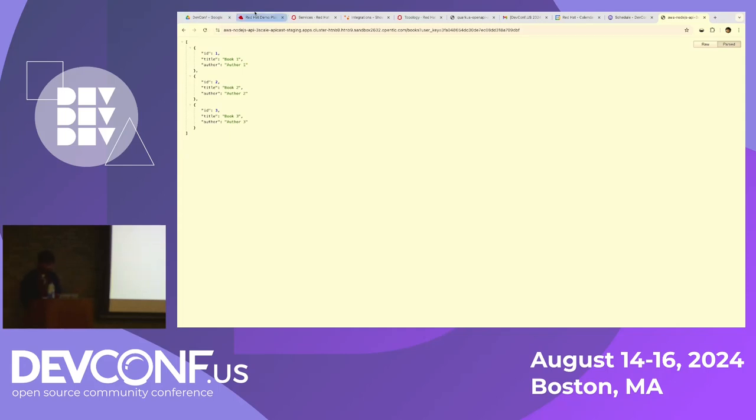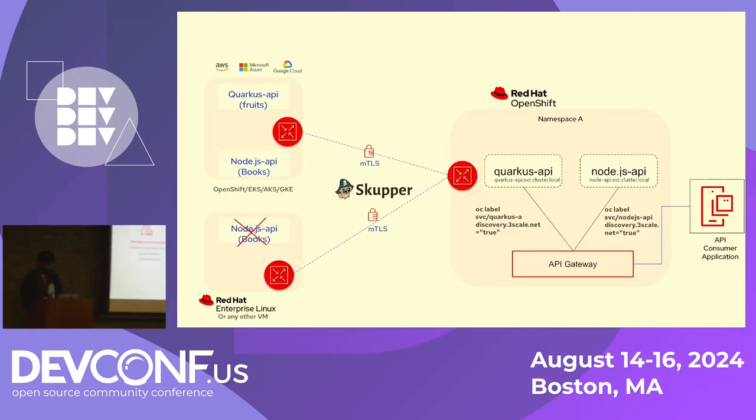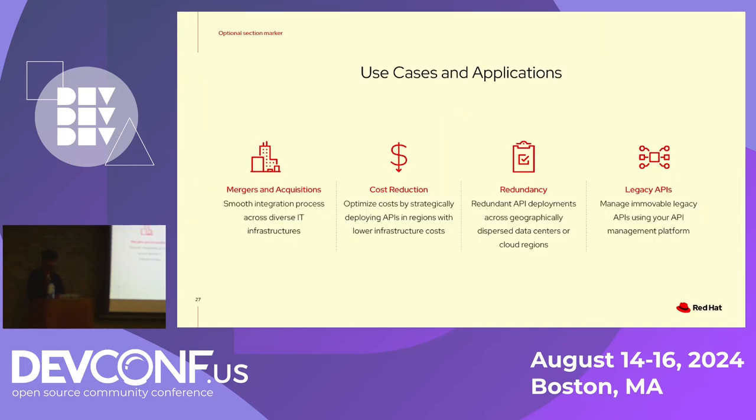So that kind of brings me to the end of my presentation. I hope you guys took something away. Again, some use cases and applications of this whole locationless API management: think about mergers and acquisitions, where different companies have different environments but after the merger you want a single pane of discoverability for the APIs. Cost reduction, redundancy, we've seen an example of it. And again, legacy APIs, right? Some legacy APIs don't really fit into the scenarios, but if you can expose them as local OpenShift services, it makes them more discoverable and helps in reuse.